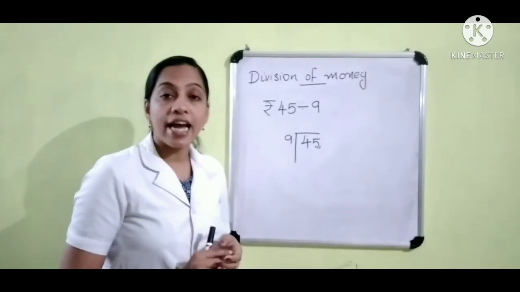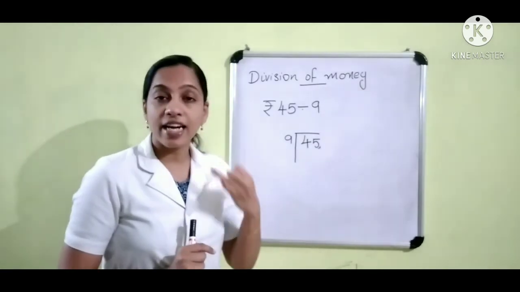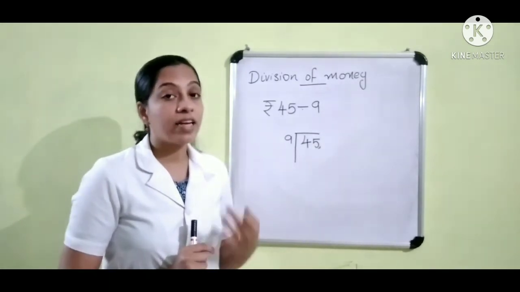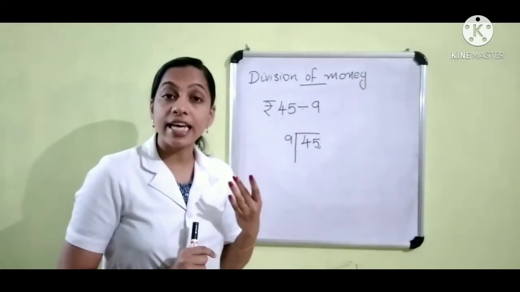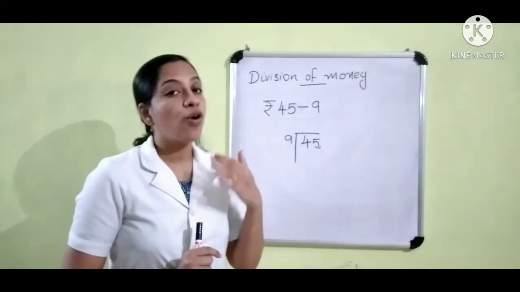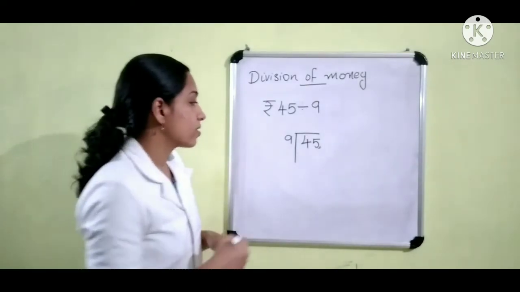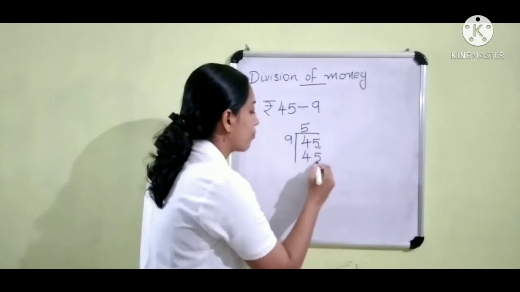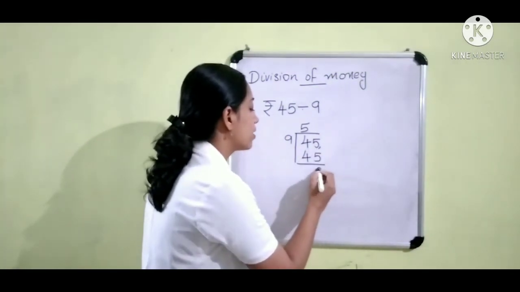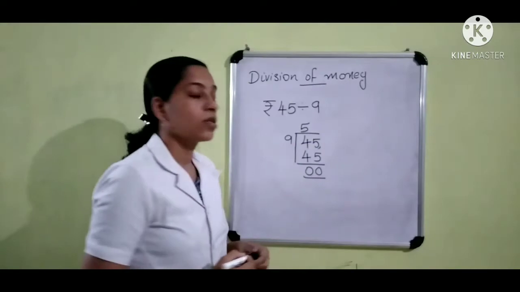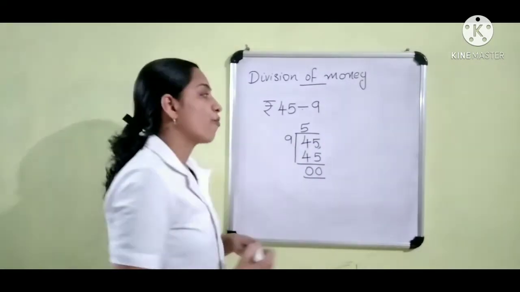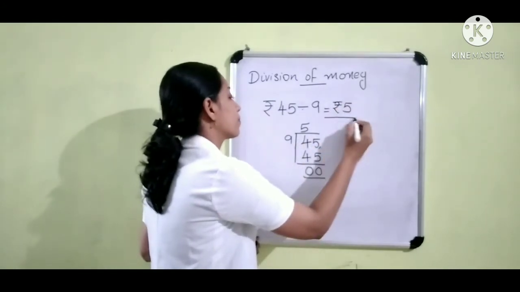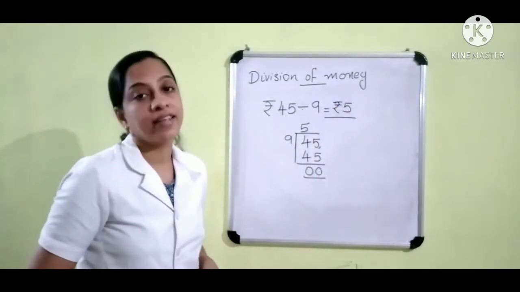Let us see. 9 into 1 is equal to 9. 9 into 2 is equal to 18. 9 into 3 is equal to 27. 9 into 4 is equal to 36. 9 into 5 is equal to 45. So let us write here 5. That is 9 into 5 is equal to 45. Then subtract, we will get 0. So our answer is 5 rupees. So let us write here rupees 5. Is it clear, children? Yes.